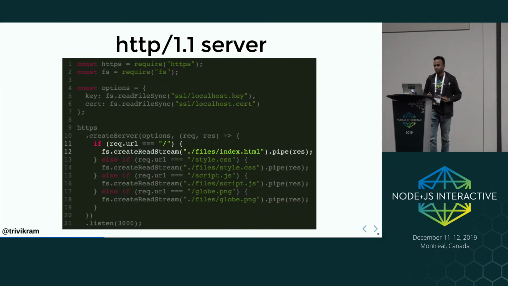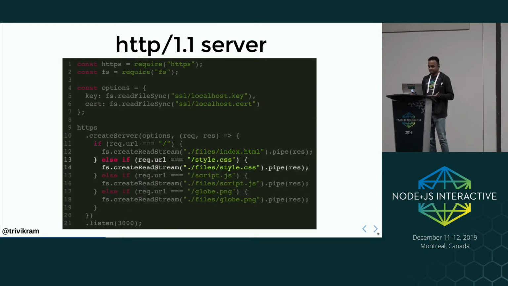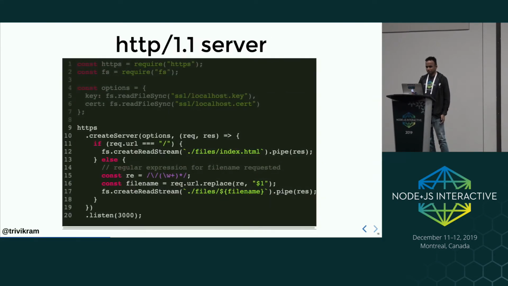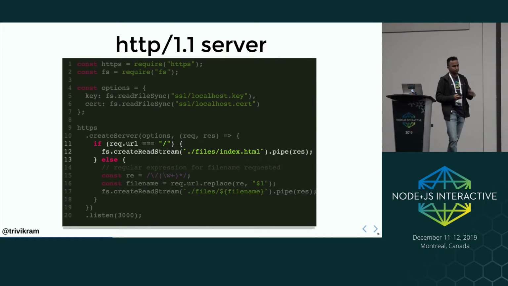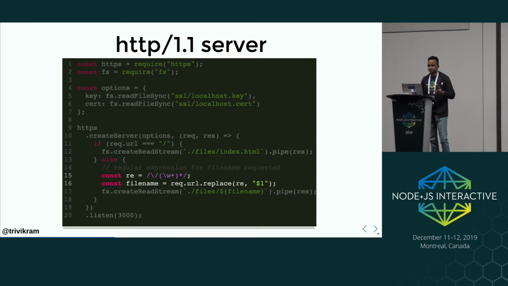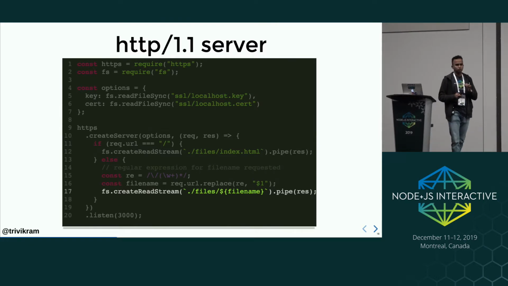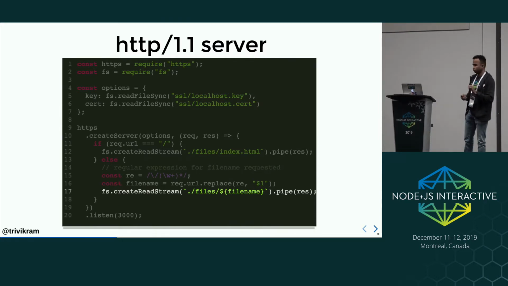If the request URL is the home page, return index.html. If it is style.css, return that. I've just made it simpler. Otherwise, a regular expression reads what the file name is and returns that file from the files folder. Let us go through the code because it is important. We'll see how it works in HTTP 1, 2 and 3.